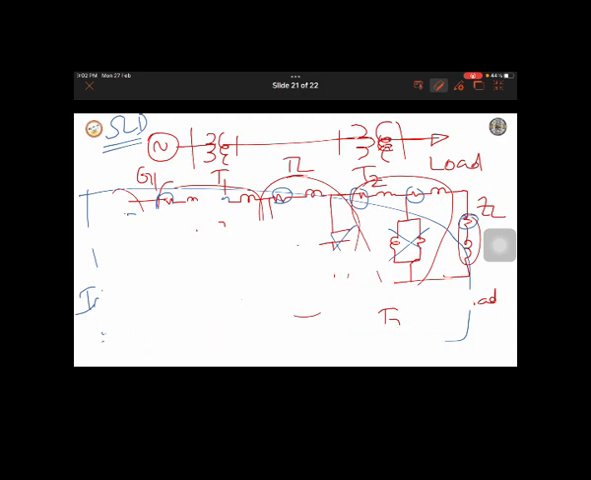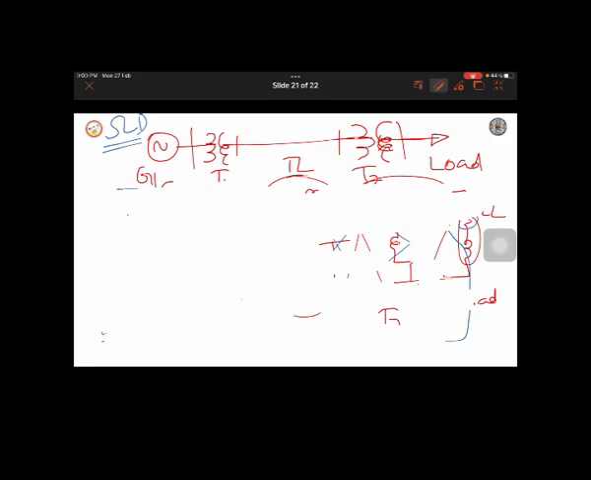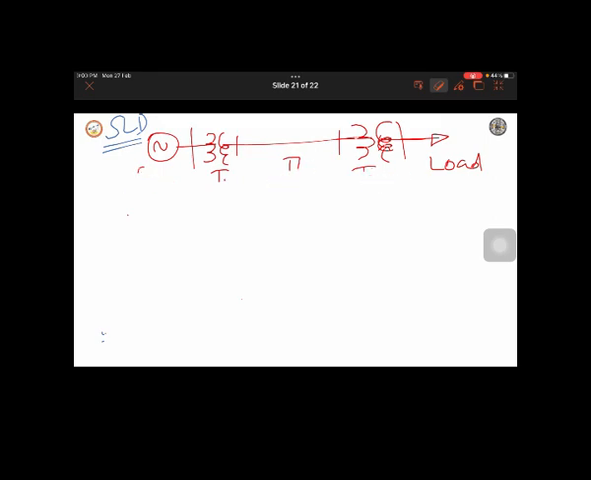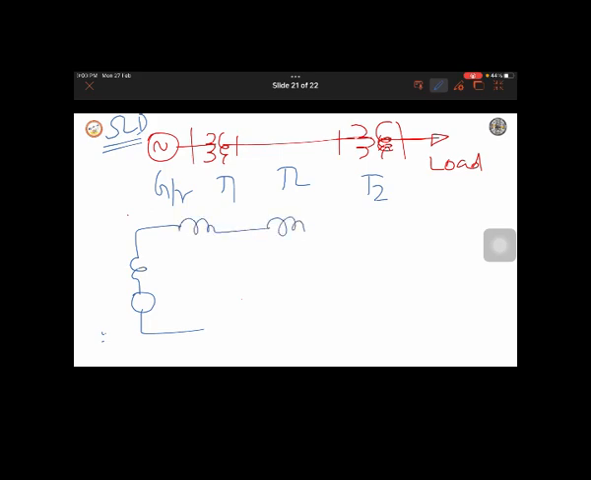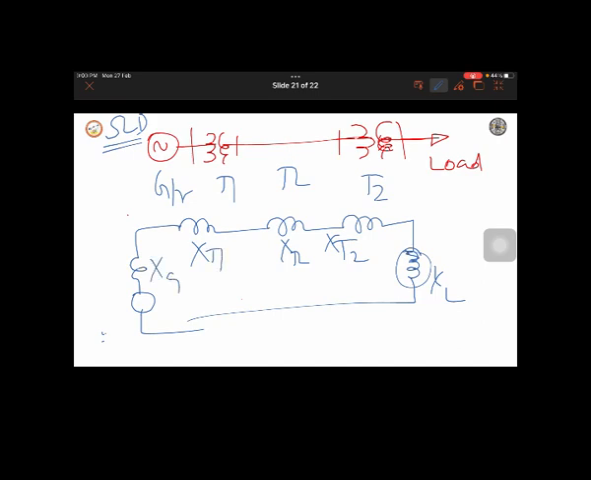We will be neglecting this part. The equivalent circuit, if you neglect some of the components, you will get the reactance diagram. See here, generator, transformer 1, transmission line, transformer 2 and load. So for the generator, you write only the source with its reactance. Next, transformer 1, only one reactance, transmission line, one reactance, transformer 2, one reactance, and then this is the load reactance, load XL. So this is transformer 2 reactance, this is XTL, this is XT1, this is XG, this is EG.